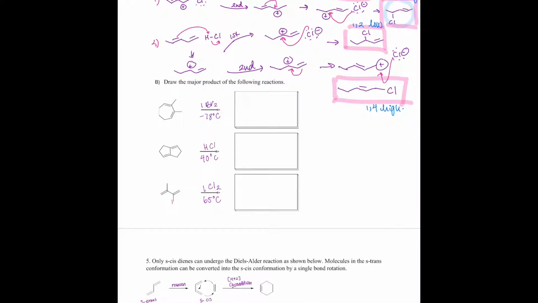So now we're going to go over to B. And for B, it's just going to be asking to draw the major product of the following reactions. So we're just going to go on and look at these, okay?